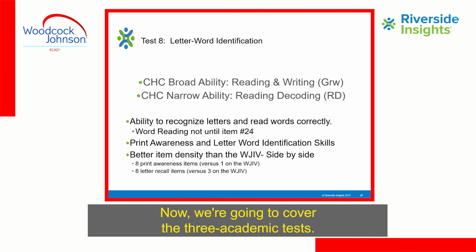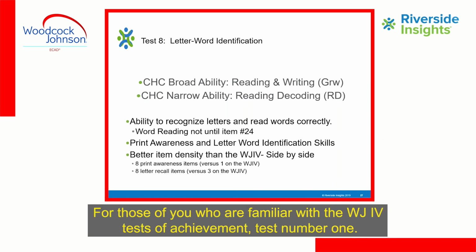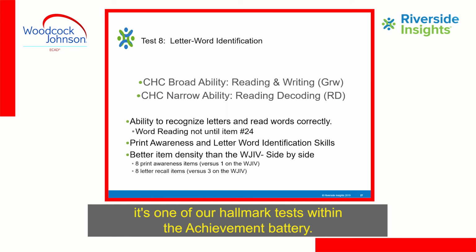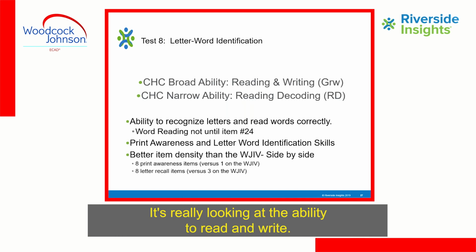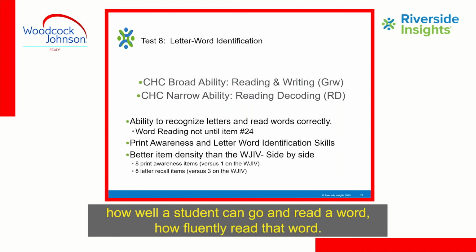Now we're going to cover the 3 academic tests. The first one is letter word identification. Those of you who are familiar with the WJ4 test of achievement, that's test number 1. It's one of our hallmark tests within the achievement battery. It's really looking at the ability to read and write. We want to look not only at letters, but we want to see how quickly or how well a student could go and read a word, how fluently they could read that word.